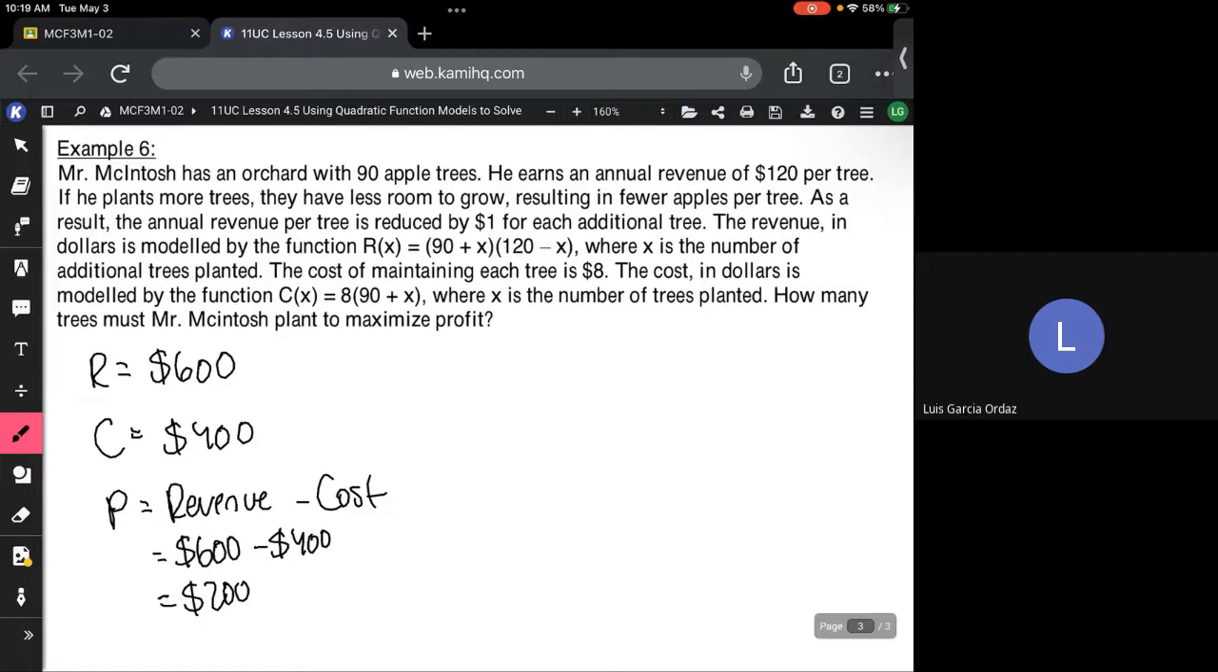Wait, what's the difference between revenue and cost? The cost that it is to run. When you have a business, you don't just magically make money all the time. You have to pay to make your product. You have to put money into it.